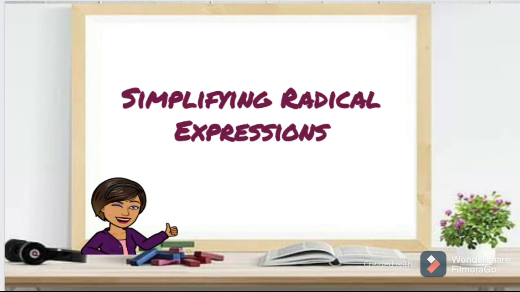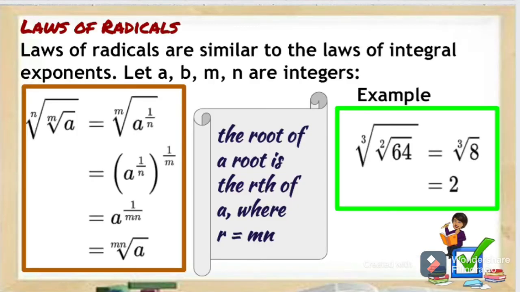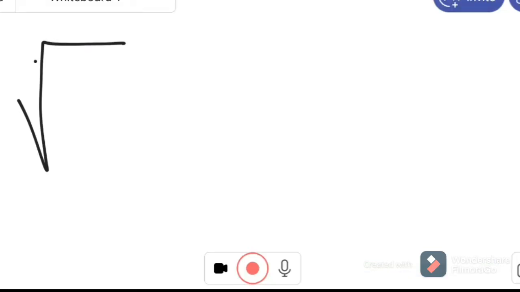Now, let us simplify radicals by reducing the order of radicals. What does it mean? It means we are going to express the index as a factor such that the index of the radical is reduced. Example, we have the fourth root of 64.